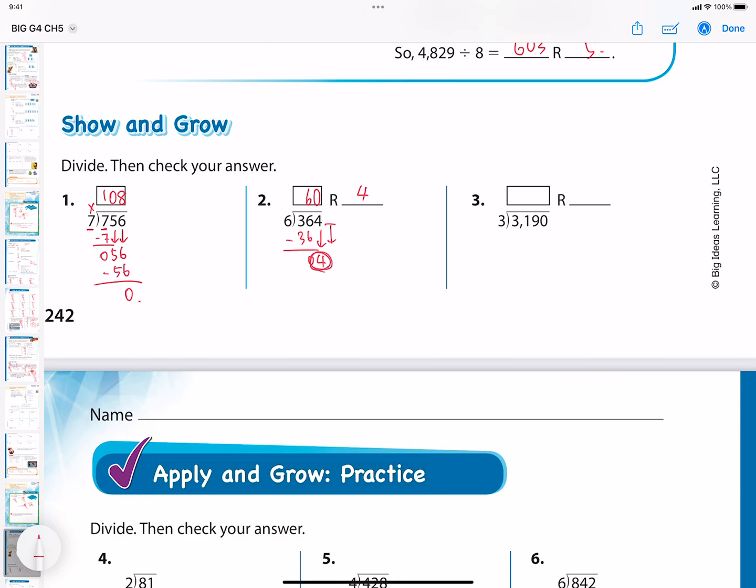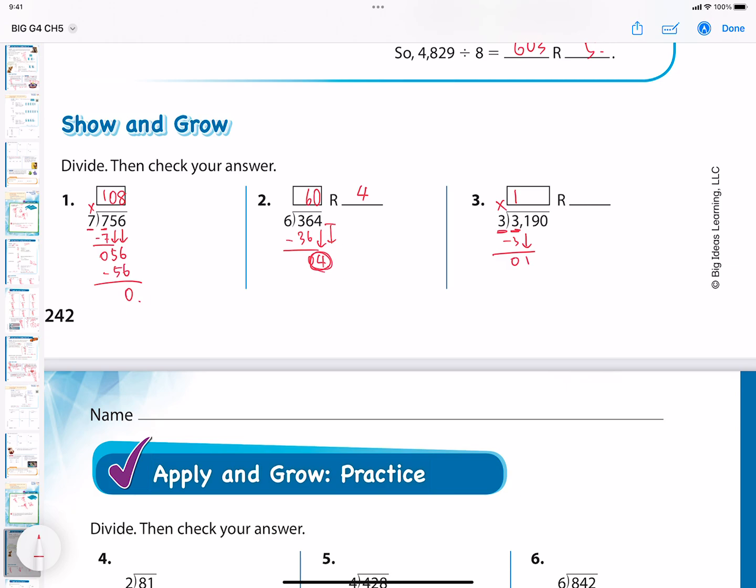Now you have 3,190 cookies and 3 friends came up and say, share with me, please. Let's see. 3 can fit into what? Let's compare this first digit. Yes, 3 fits into 3 by 1. 3, nothing. Bring down 1. So this again.